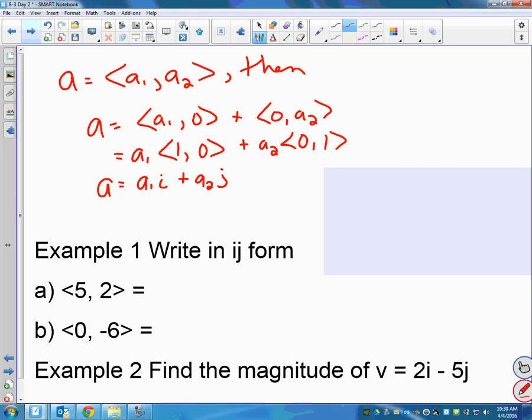So, writing in IJ form is really easy to do. You don't have to do this every time, right? The shortcut is the first component is just times I, the second component is times J. So if I have a vector with components 5, 2, in IJ form, that's just 5i plus 2j.